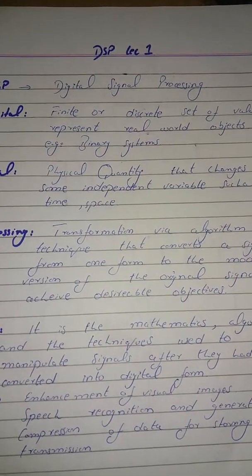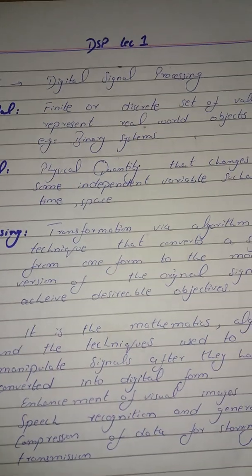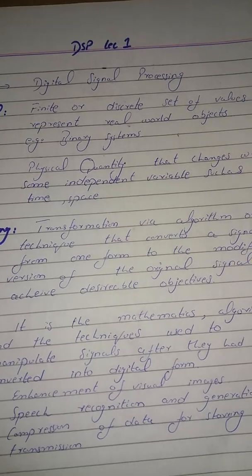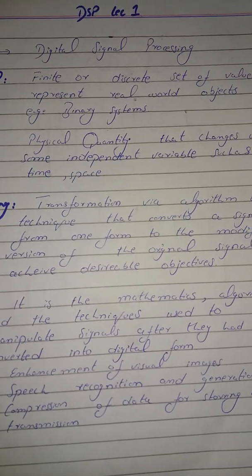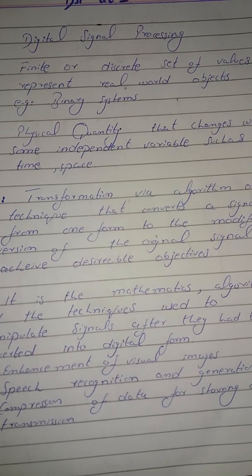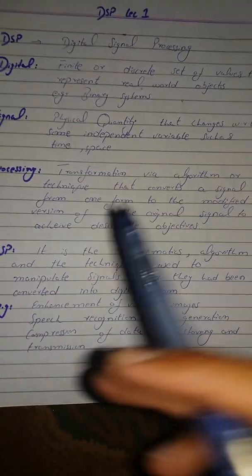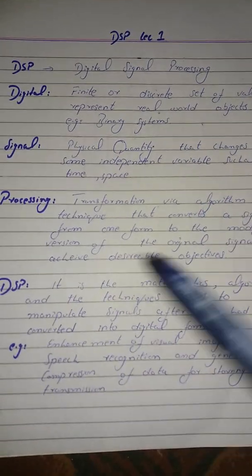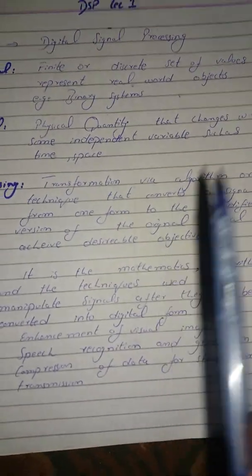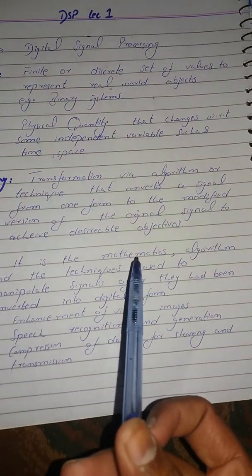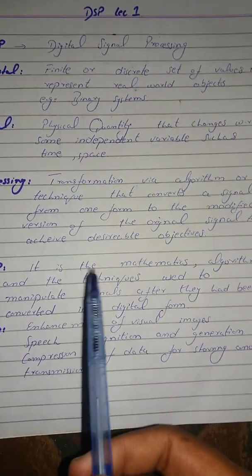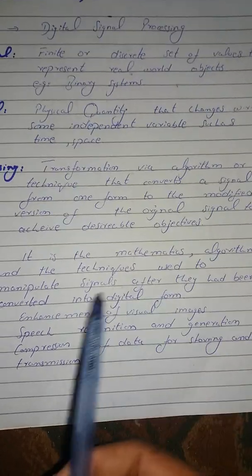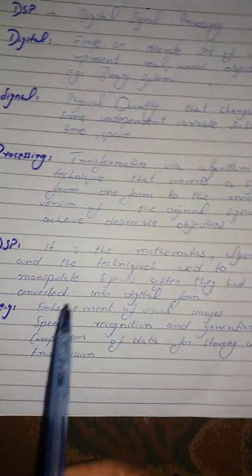In basic language, we can say that when we process something, we want something, and through processing we achieve the required objective. And when we combine them, DSP is mathematics, algorithms and techniques used to manipulate signals after they have been converted into digital form.